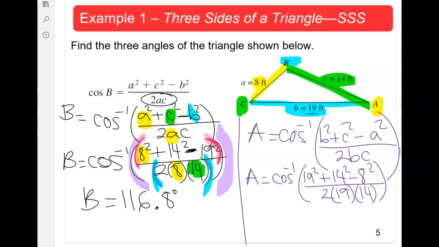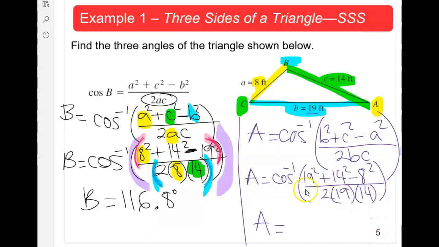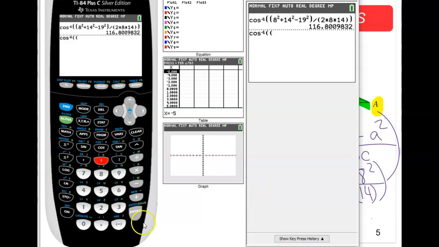Now we're going to enter all of that on the calculator at once. And I might have to go back and forth, but that's okay. So remember, first is cosine inverse. Then we open another parentheses for the numerator. Now let's go ahead and enter the numerator, 19 squared plus 14 squared. So 19 squared, plus 14 squared, minus 8 squared. Close parentheses to enclose the numerator.